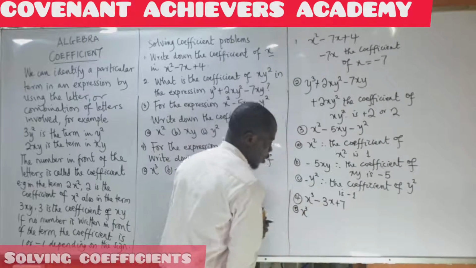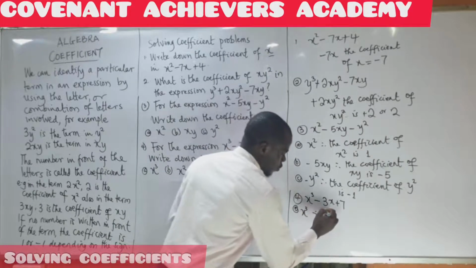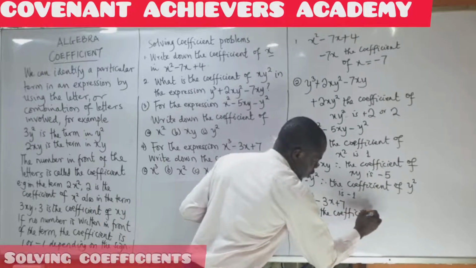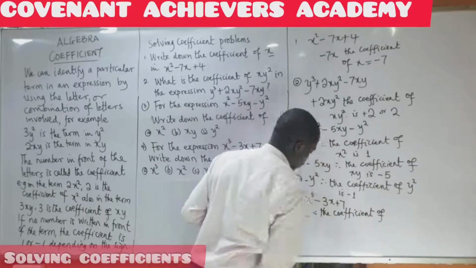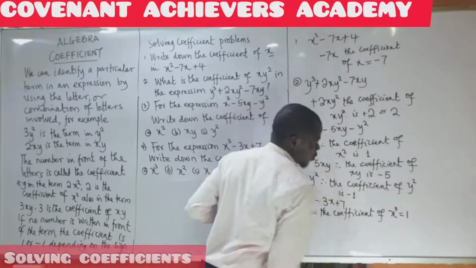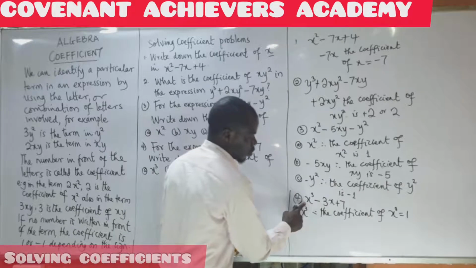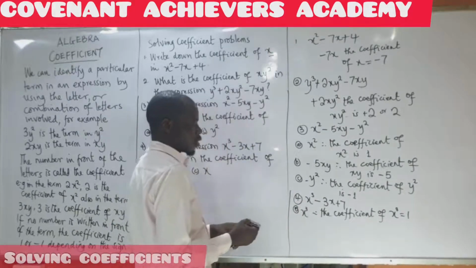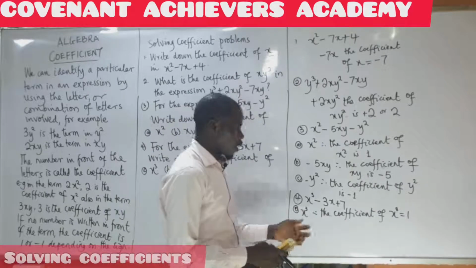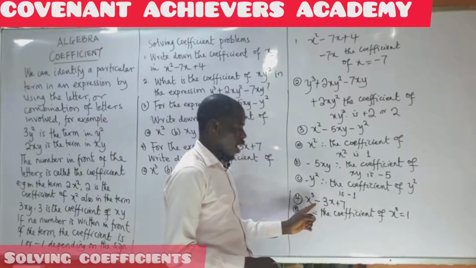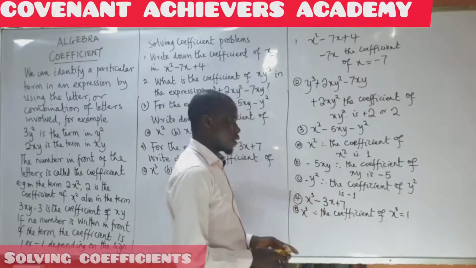So let's put it in a clearer way. Therefore, the coefficient of x cubed is 1. Then the next one says coefficient of x squared. When you look at the expression, there is no term for x squared. That means the coefficient of x squared is 0.